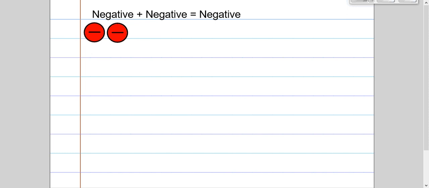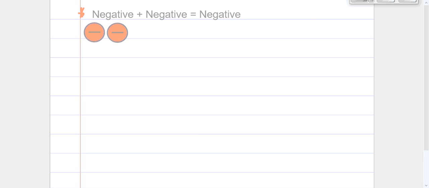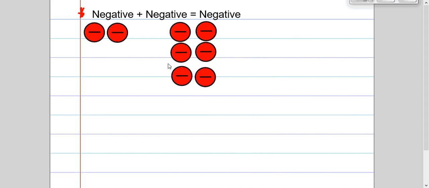What happens when you have a negative plus a negative? Negative plus a negative equals a negative. So here I have -1, -2. And then I add to the board more negatives. I added 6 more negatives. What will my total be? How many do you see here? You see 8 negatives all total.